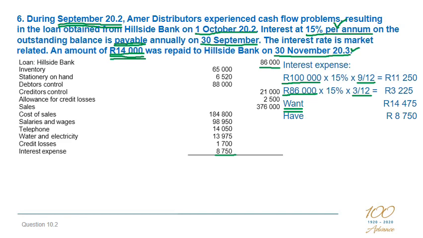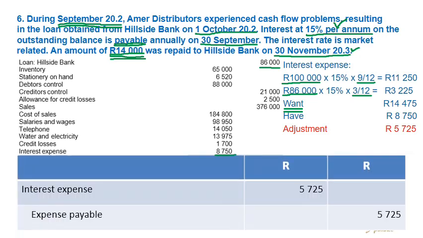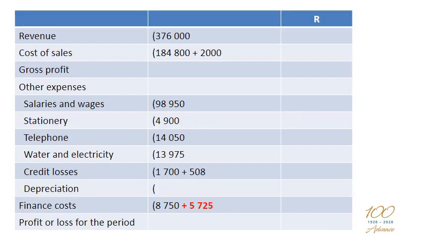What do I need to adjust 8,750 Rand with to get it to 14,475? I need an adjustment of 5,725. So I will debit the interest expense because I need an increase in the expense account and credit the expense payable. Interest expense is an expense, obviously. So I will need an adjustment in my statement of profit or loss. In my statement of profit or loss, remember, you started off under finance cost with your interest expense. So I add the adjusting entry, 5,725 positive.